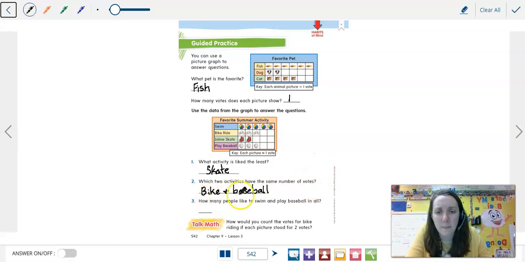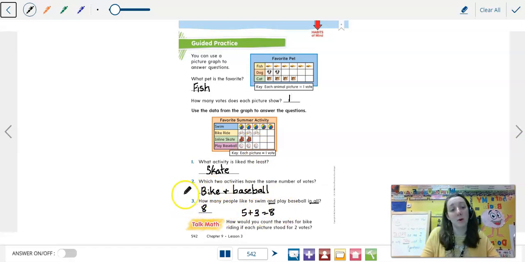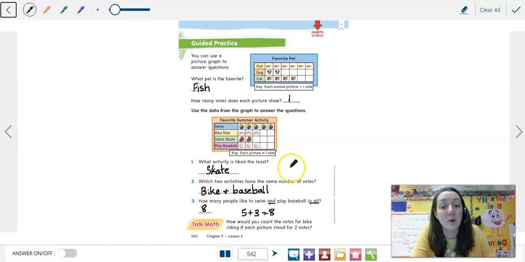Last question, how many people like to swim and play baseball in all? Those are our cues that we're going to add. So how many people like to swim? 1, 2, 3, 4, 5. And how many like to play baseball? 1, 2, 3. 5 plus 3 is 8, so my answer is 8. That's how many like to swim and play baseball in all. Now, I knew that I was counting by ones because of this key. Each picture is 1 vote. If it had been 2, I would have counted by 2s, and so on.